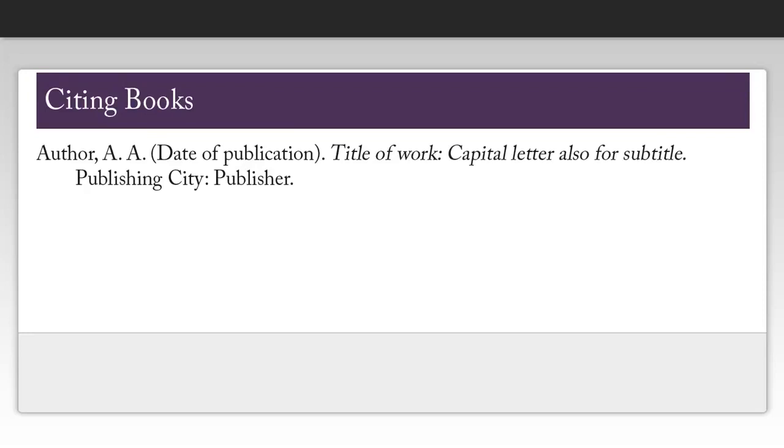When citing a book, you need to find the following information: the name of the author, the date of publication, the title of the book, the publisher, and the publishing city. One thing to note is the capitalization on the title of the book. You're only going to capitalize the first word of the title and the first word of the subtitle, as well as any proper nouns. Most of this information can be found on the title page.